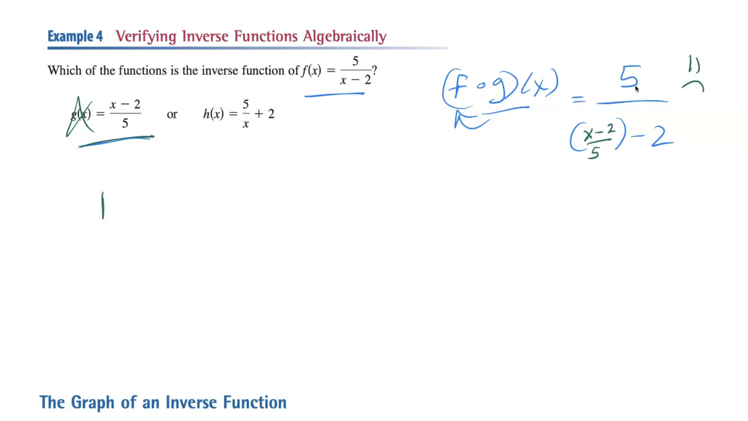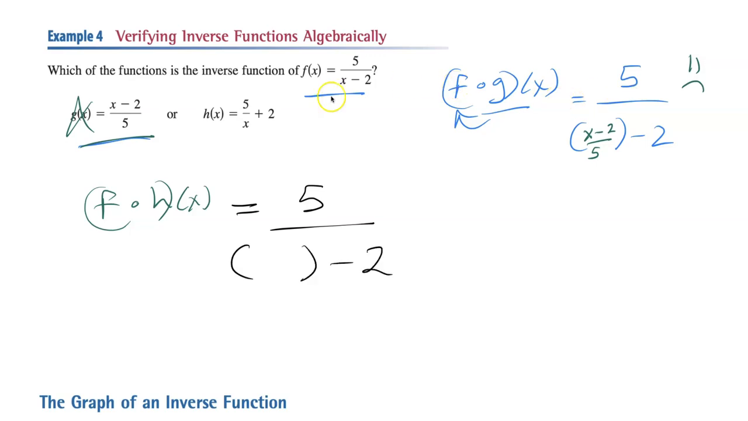Let's do the other one. Let's do f of h of x. Same idea. Again, I could switch it if I want. I could do h of f of x, but I'm just going to keep it the same just so we can see it. So that's my f, and then we're going to plug h in. H is this guy. So 5 over x plus 2.